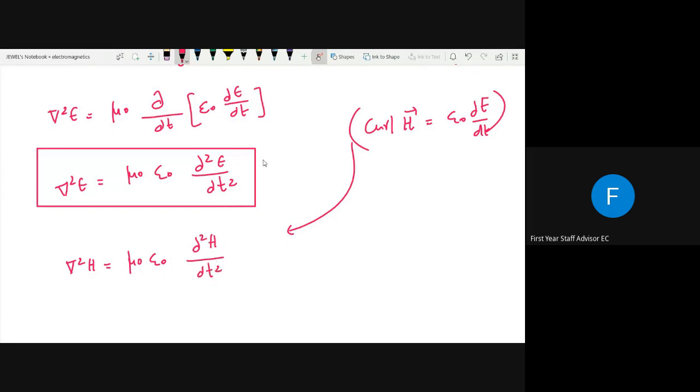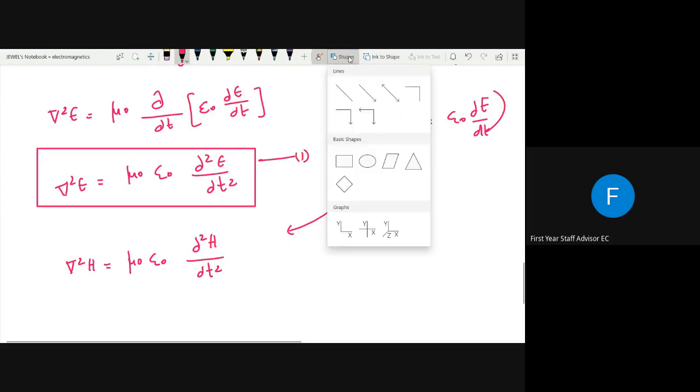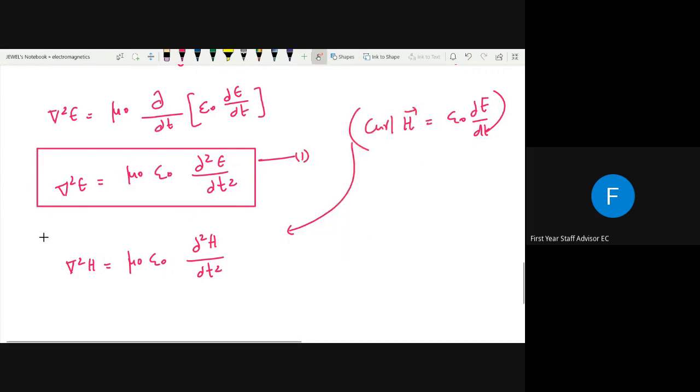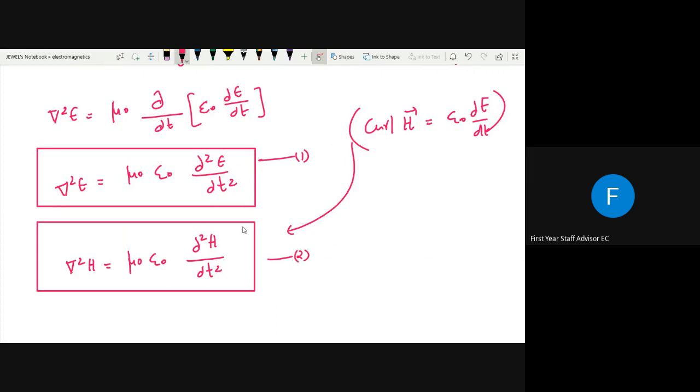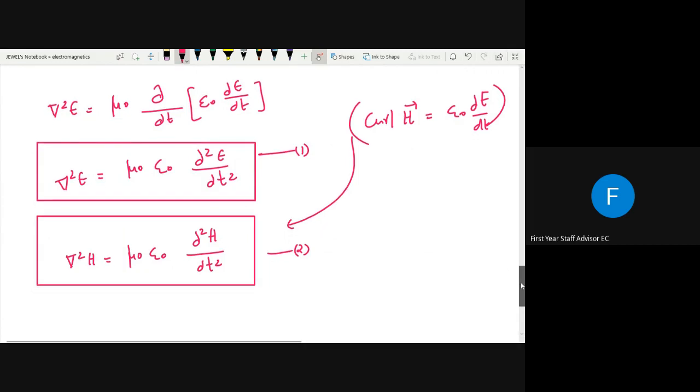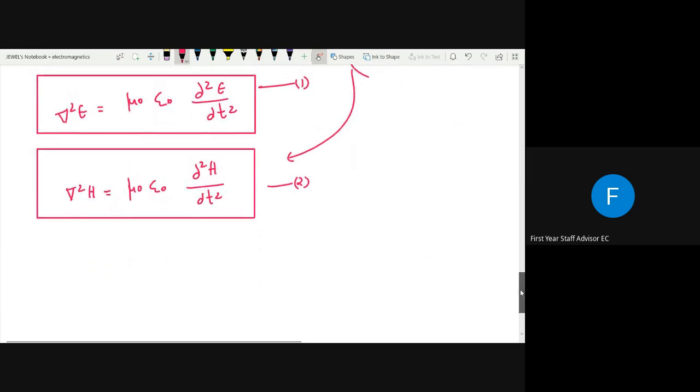So this equation 1, if we call this equation 1, shows the variation of electric field in an electromagnetic wave. And the second equation shows the variation of magnetic field in an electromagnetic wave. These are the two differential equations which show the variation of electric and magnetic field along spatial directions and time in case of electromagnetic waves. So what is the velocity of these waves?